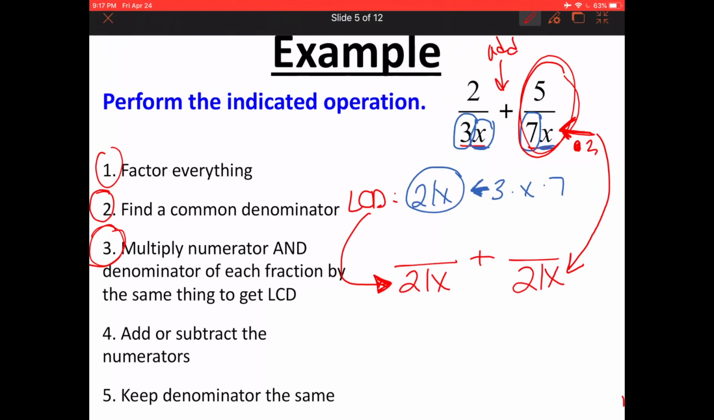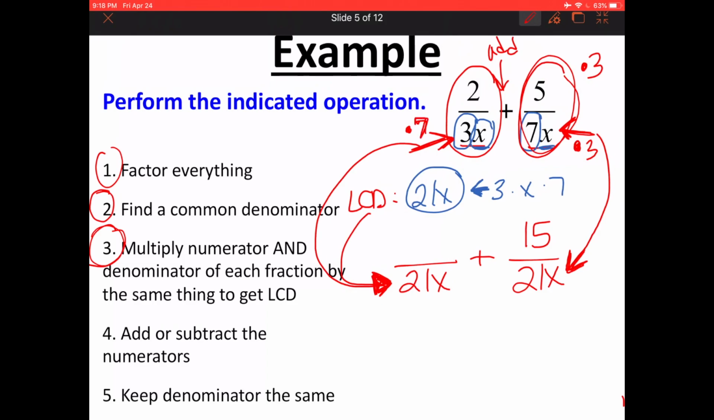So I multiply the denominator by 3. If I do it to the bottom, I have to do it to the top. So 7x times 3 gives me 21x. 5 times 3 gives me 15. Now let's look at this fraction on the left. How do I get 3x to multiply to 21x? I have to multiply by 7. And if I multiply the bottom by 7, I have to multiply the top by 7. So on the bottom, I have 21x, and in the top, I get 14.